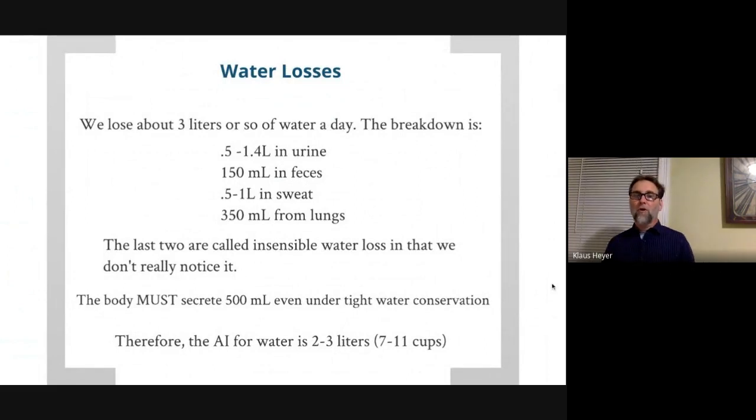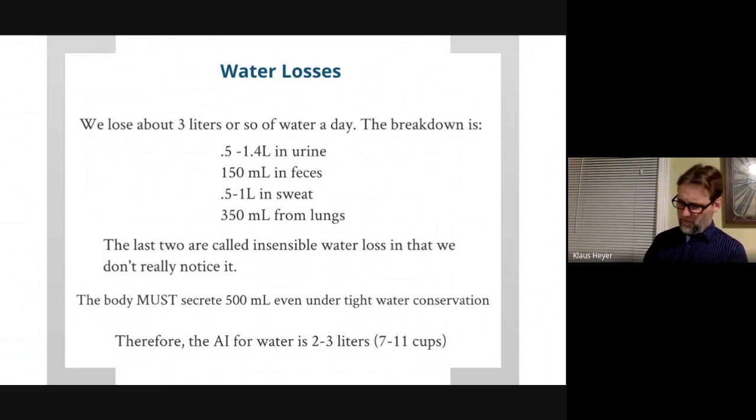So how much water do we need a day? It kind of depends on how much water we're losing in a day. So this is the rough breakdown. And just if we didn't go over it yet, there's 1,000 milliliters in 1 liter. So if I were to say 1 liter, it's the same thing as saying 1,000 milliliters. So about 500 milliliters to 1,400 milliliters is urine. 150 milliliters is feces. This can is about close to 500, I don't know, 355 milliliters.